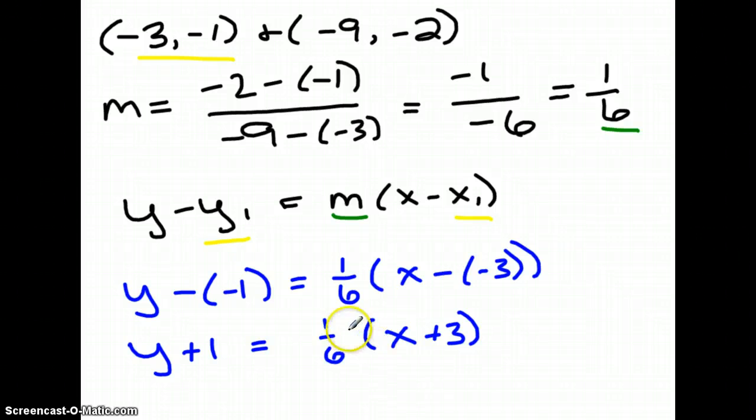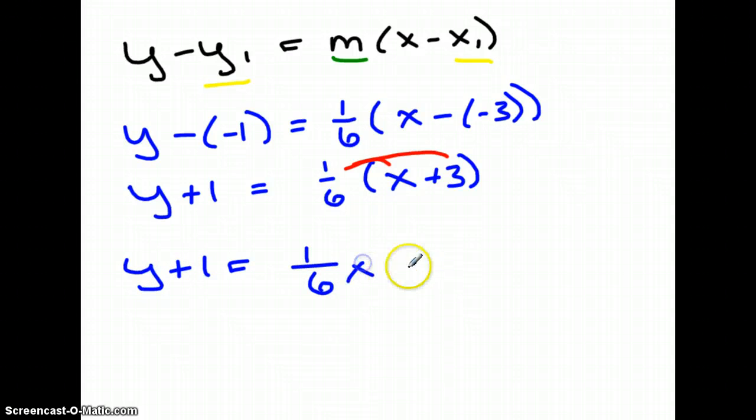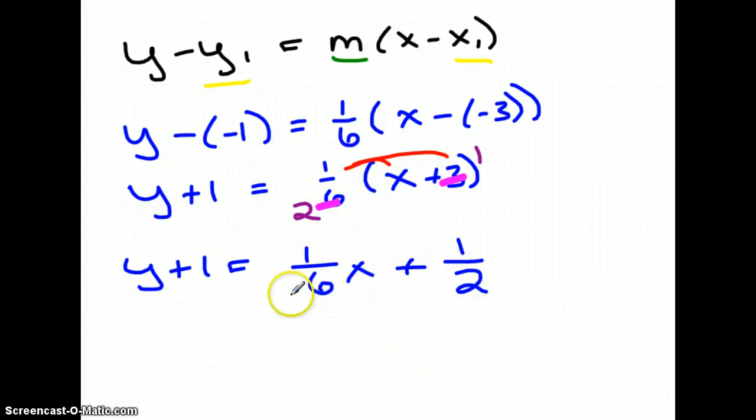Alright, now we're also going to make sure that we distribute this 1/6 into those parentheses and get rid of those parentheses. So what we'll have next is y plus 1 equals 1/6 x plus, when I do 1/6 times 3, 3 goes into 6 twice, 3 goes into 3 once, so I'm going to be left with 1/2. Okay, now I need to subtract 1 from both sides.